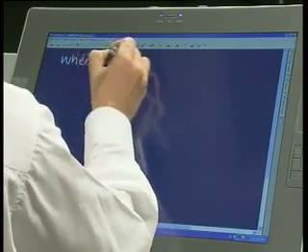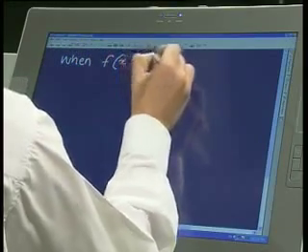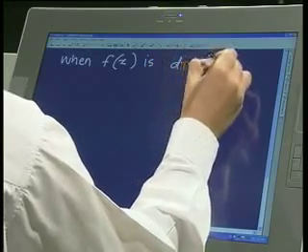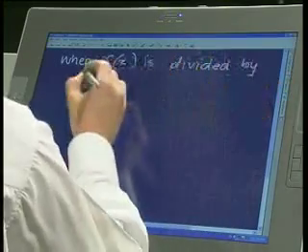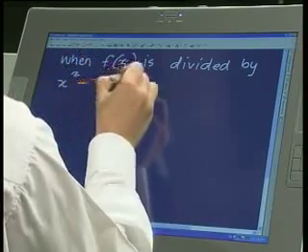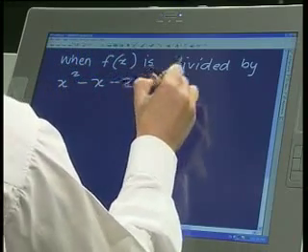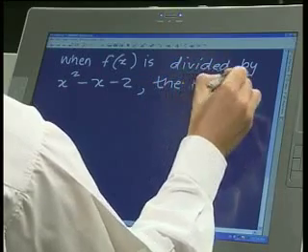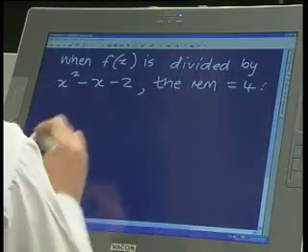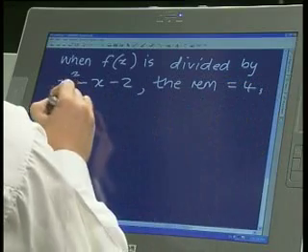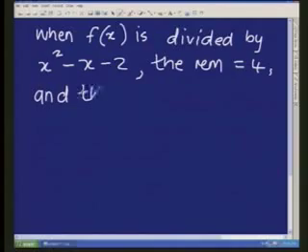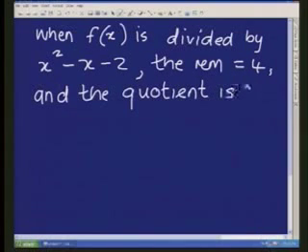When f of x is divided by x squared minus x minus 2, the remainder is 4. And the quotient is g of x. Wow, I haven't even given you the question, and when you read this, it's already a bit hectic. Let's carry on.